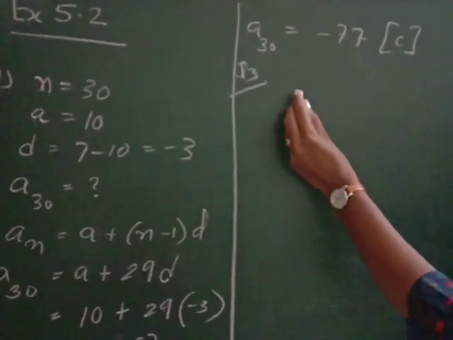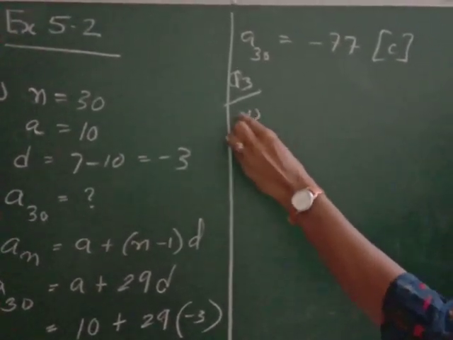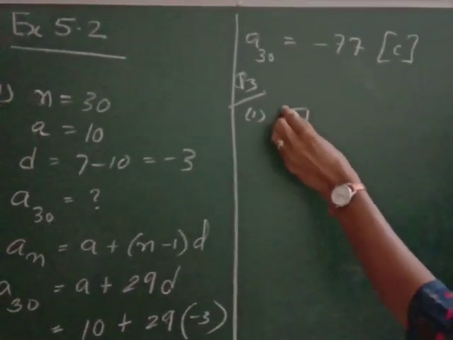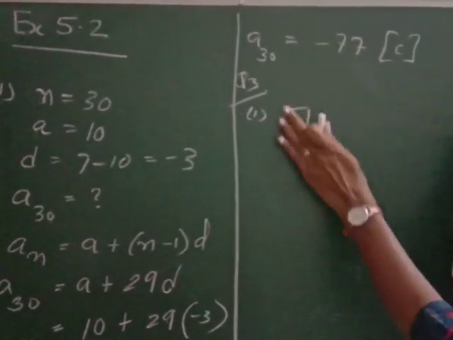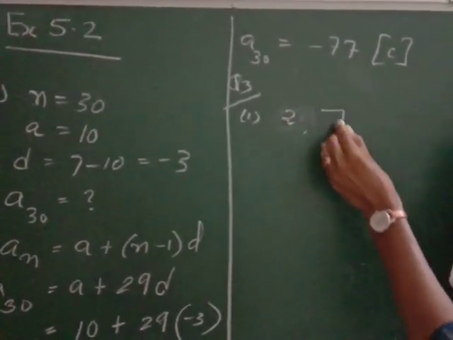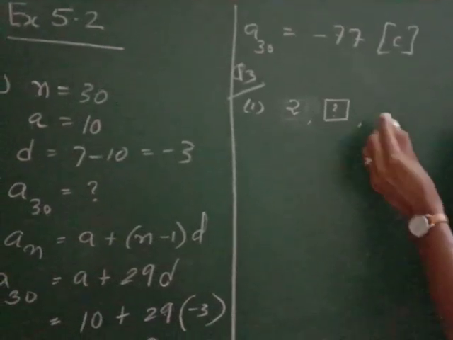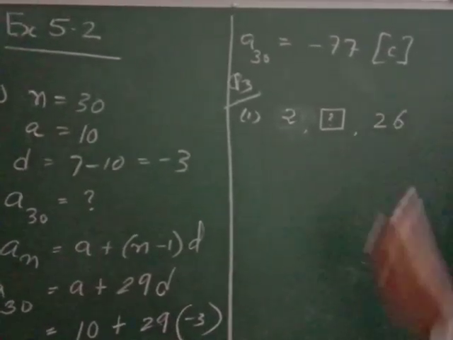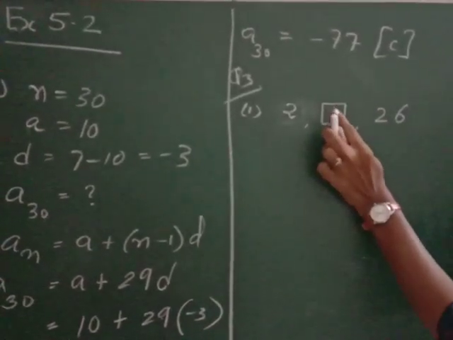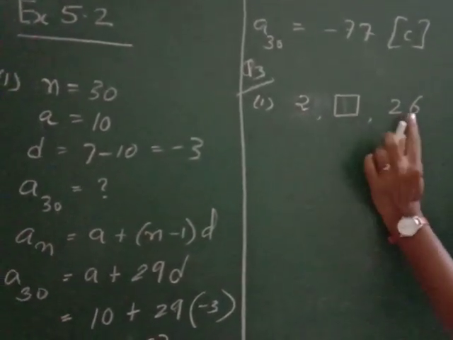In question number 3, we have to find the missing term. Now here, see the first one. First term is already given, that is 2. Second term is missing, that we have to find out. And third term is given, 26. Now this is A, this is A1, A2, A3.